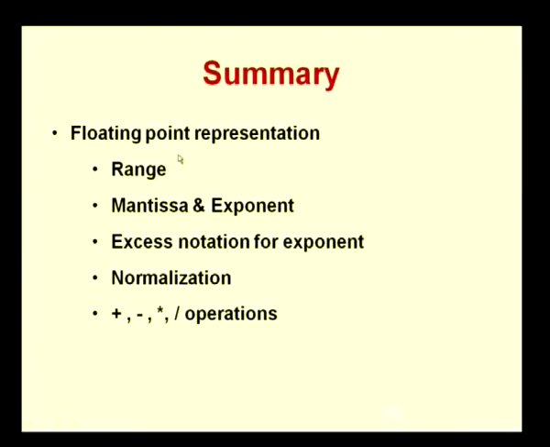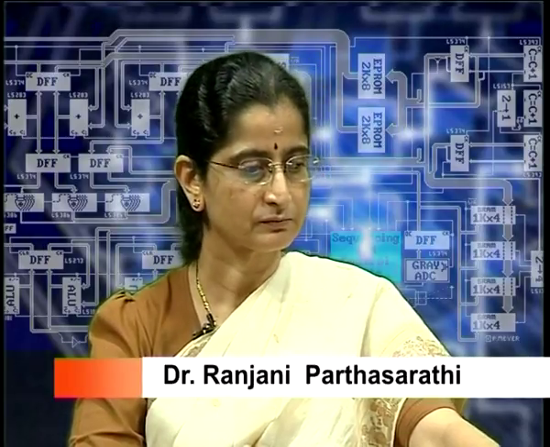So, to summarize, we have tried to understand how things can be done with floating point representation. We had already seen the range of floating point numbers, mantissa and exponent. We also saw the IEEE notation for representing numbers. We saw how the excess notation is used for the exponent. We looked at how normalization is done, and we looked at these 4 different operations of addition, subtraction, multiplication and division as done on floating point numbers.